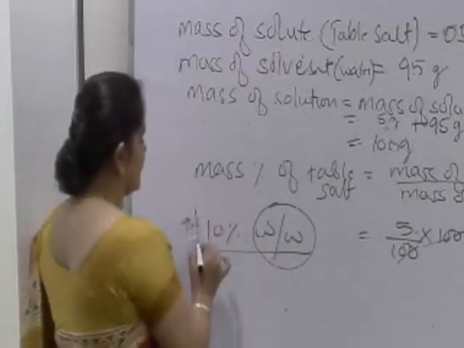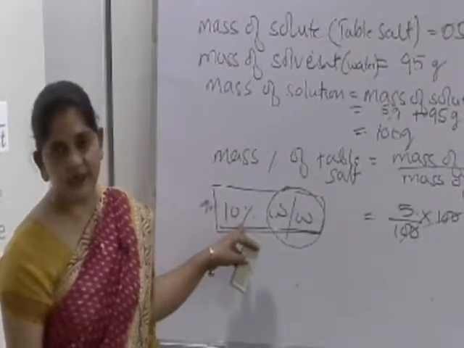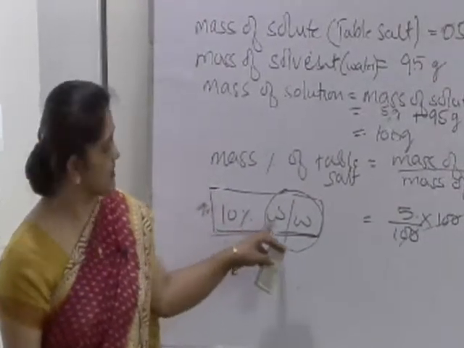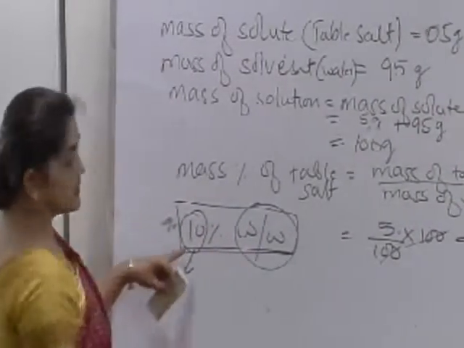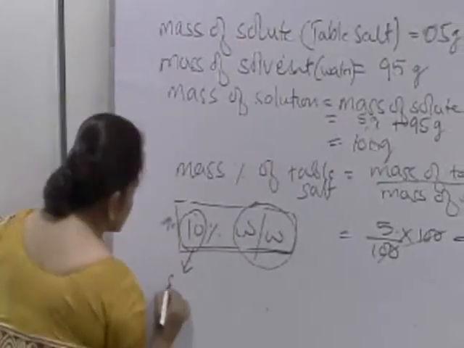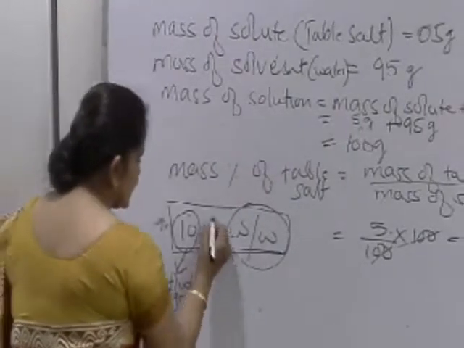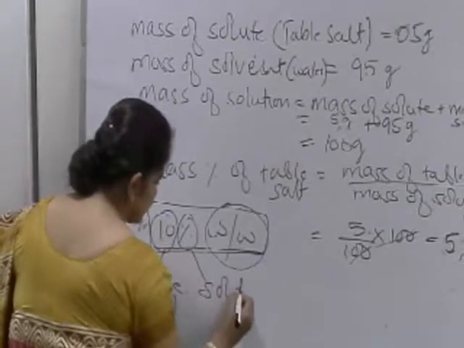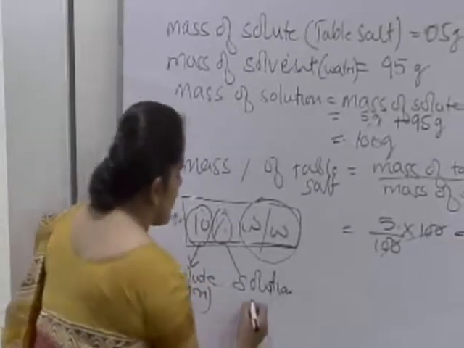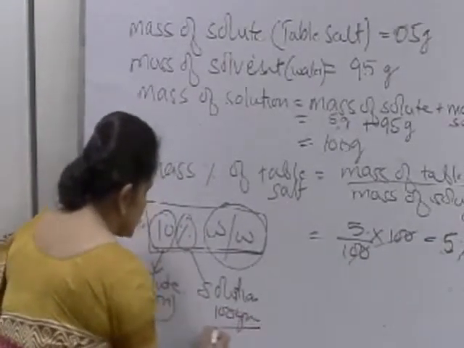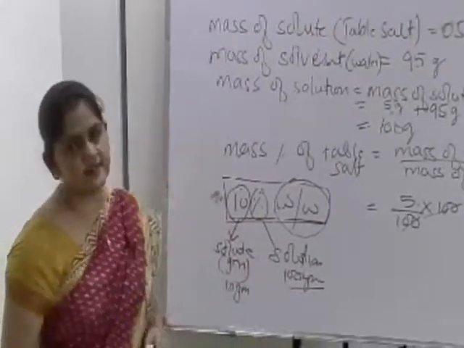Whenever you have to interpret any data in a numerical like this, where you say it is 10% by mass or 10% W by W, this means this is the part in grams of the solute. This is the mass of solute in grams, and this is for solution. That is, 10 grams of the solute is present in 100 grams of your solution. This is how you interpret the mass percentage.